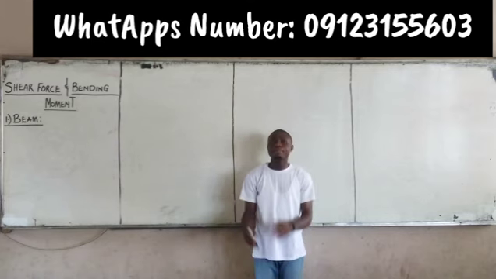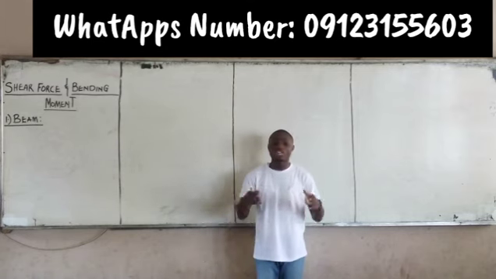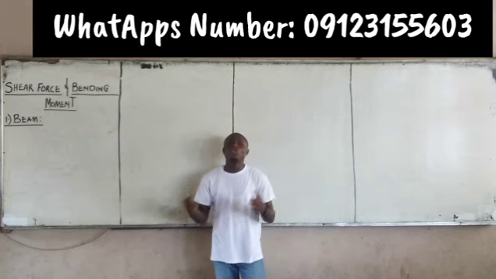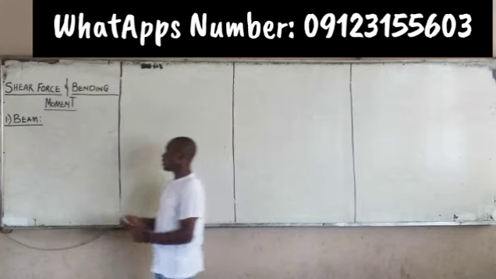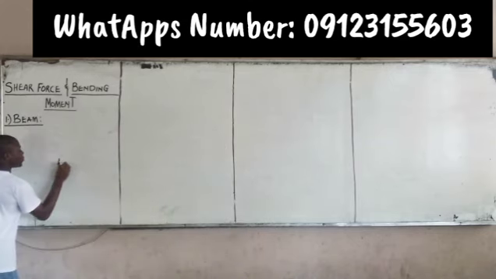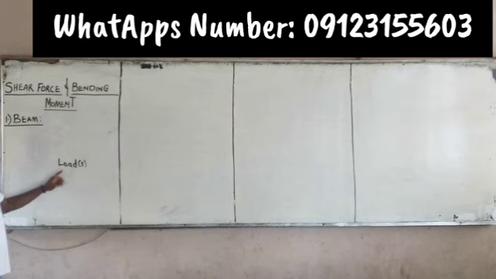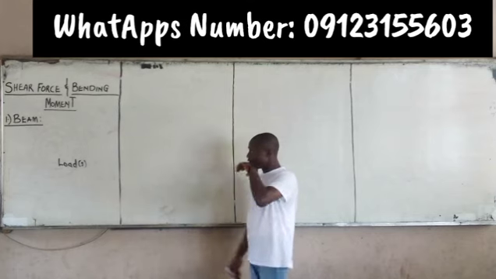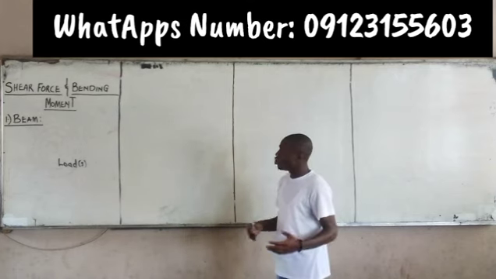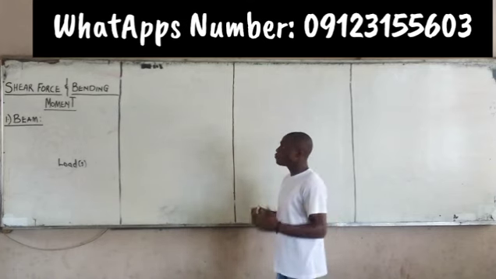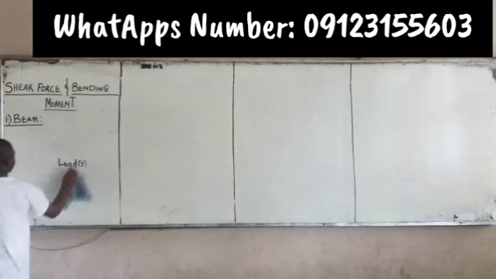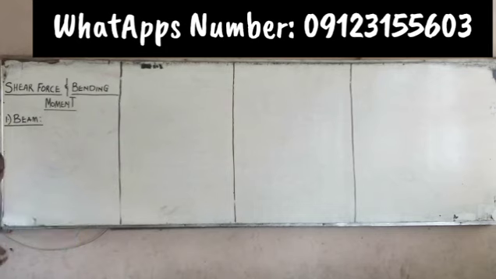So a beam is simply a structural member that is acted upon by loads at right angle. So when it comes to beam, we have just defined beam. Let's move to the types of beam we have.